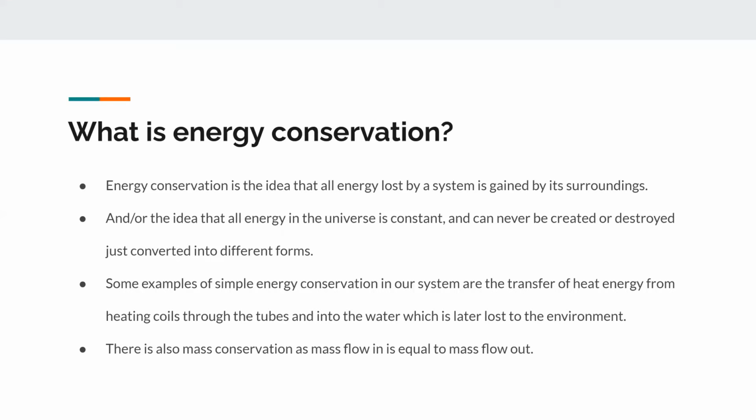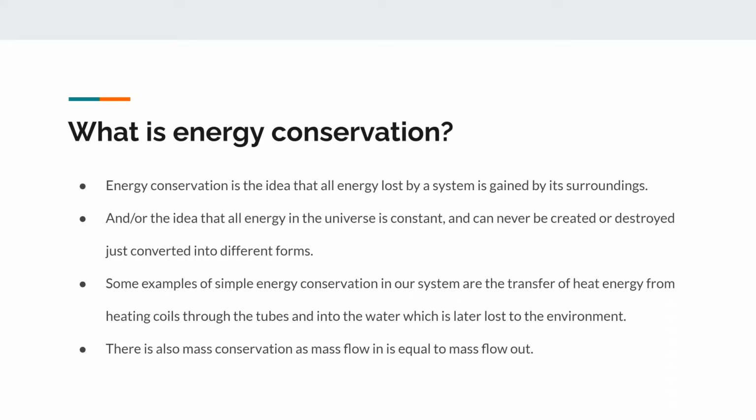So what is energy conservation? Energy conservation is the idea that all energy lost by a system is gained by its surroundings, and or the idea that all energy in the universe is constant, as it can never be created or destroyed, just converted into its different various forms. Some examples of simple energy conservation in our system are the transfer of heat energy from heating coils through the tubes and into the water, which is later lost to the environment.